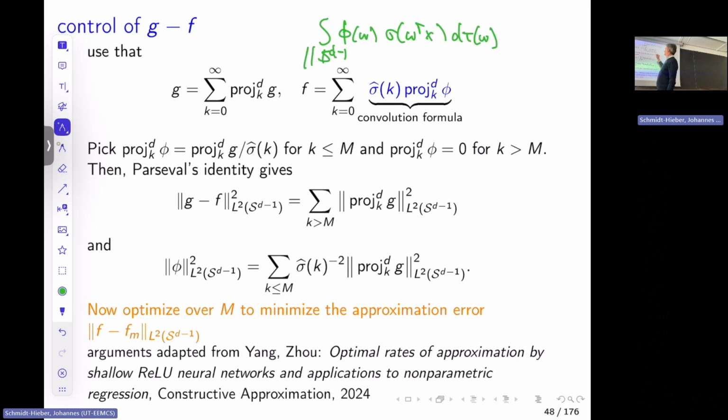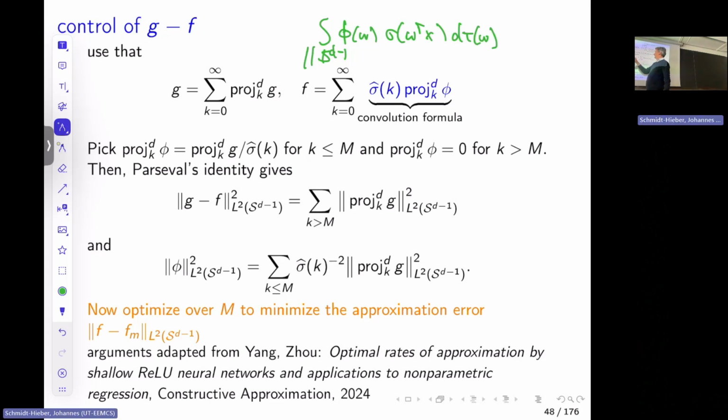Okay, so then we have this, and now we can pick our phi such that this function f approximates g. One way to do it is to pick phi via its projections. We can, for instance, choose this rule: for all the frequencies below capital M, where we can tune M later, we pick the projections to be just that, because if we stick it into this formula, then the sigma hat k's cancel out, and we get exactly the projection k of g, exactly as here. So then they match. And for the higher frequencies, we just take 0.